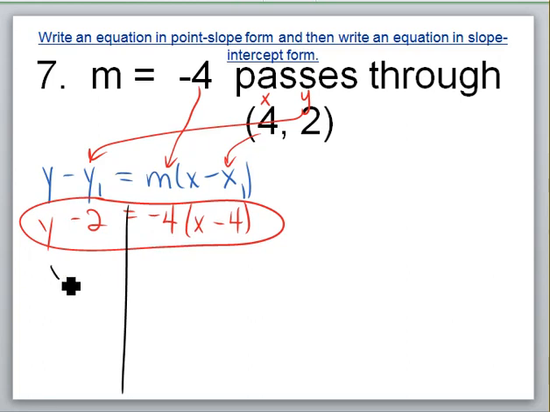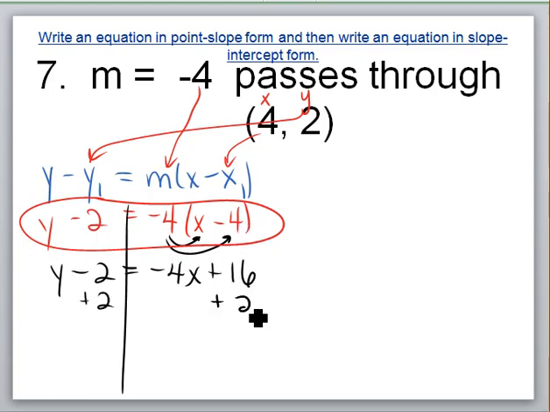So I have y minus 2 equals, distribute. And be careful here again. Negative 4x. Negative 4 times negative 4 is a positive 16. We'll add 2 to both sides so we can get y by itself. We get y equals negative 4x plus 18.